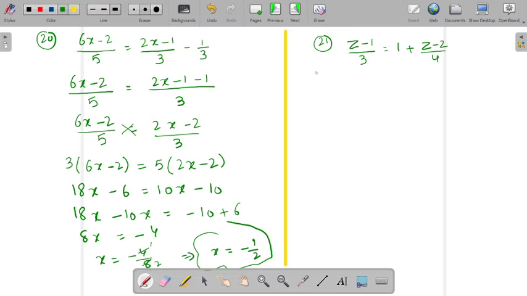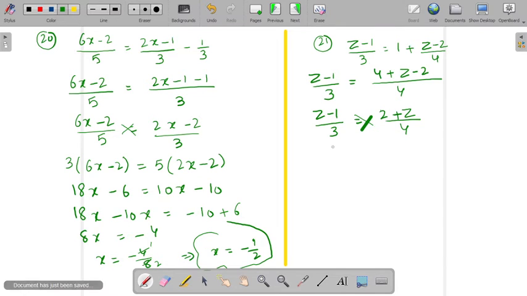Similarly, in question 21, what should be the first step? Take its LCM. Again, I am saying it will be simple for you to solve it further by taking its LCM. 4 minus 2, that is 2, plus z upon 4. Now do the cross multiplication. Okay, so 4z minus 1 will be multiplied with both, put the equal sign, and similarly 3 with 2 plus z will be multiplied with both. So always put it in the bracket.